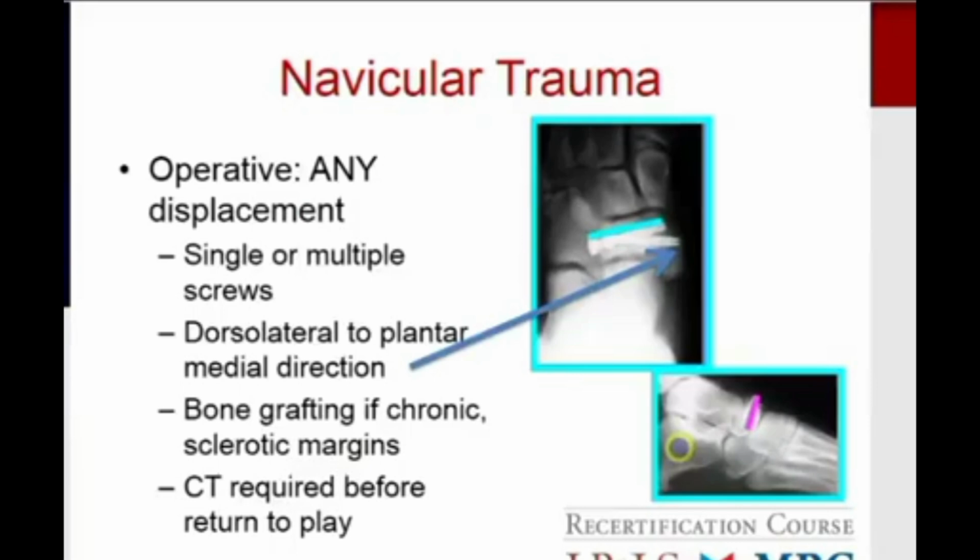The navicular is like a nutcracker effect. Every compressive stress across it can create further fracturing and fragmentation, so that bone has to be solidly healed before that athlete can get back in the game because of it.